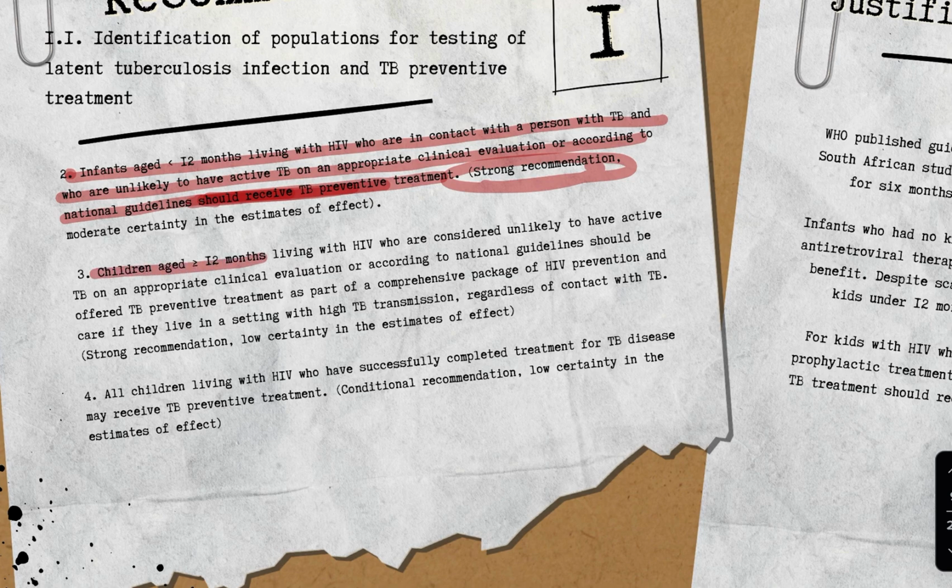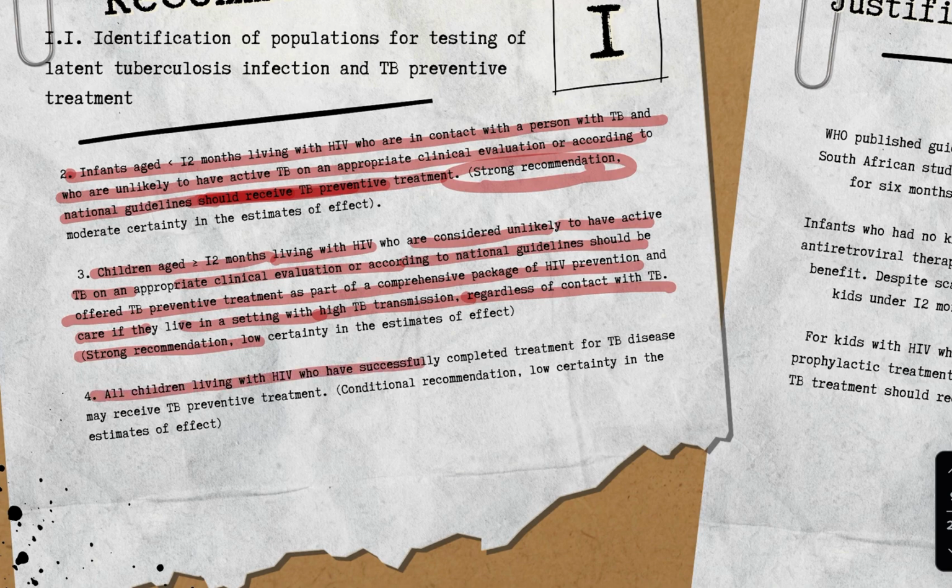Children of 12 months or more living with HIV who are considered unlikely to have active TB on appropriate clinical evaluation or according to national TB guidelines should be offered TB preventive treatment as part of a comprehensive package of HIV prevention and care if they live in a setting with high TB transmission, regardless of contact with TB. This is also a strong recommendation.